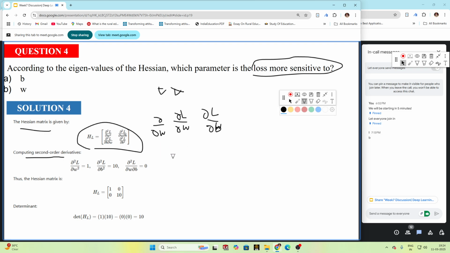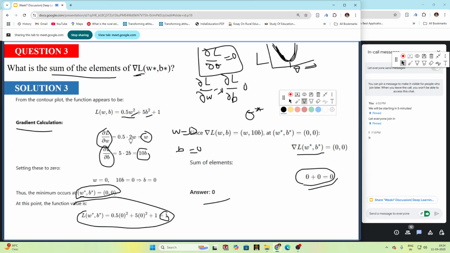Now again you do the del by del W. So what is the del L by del W? Del L by del W is this W. Now again you do del by del W to it, you will be getting 1. Del L by del B is 10B, so if you do del by del B of this, it will be 10. And if you do del by del B of the W term, what you will get is 0. If you do del by del W of the B term, you will be getting 0.